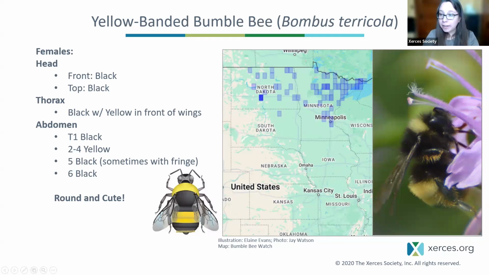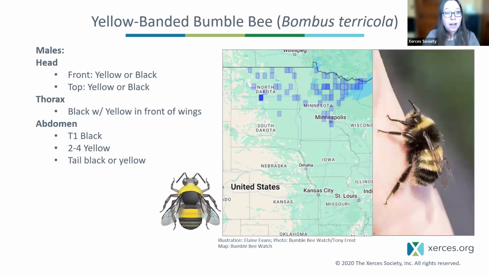All right, so looking at the color patterning on this species on the abdomen, it's going to have black on T1, T2 through 4 will be yellow, T5 and 6 will be black, although sometimes you'll see this yellow or white fringe of hairs on T5. The thorax will be mostly black with yellow in front of the two wings, and then the hairs on the front of the face and top of the head will be black. Right, and this is the color patterning for females.